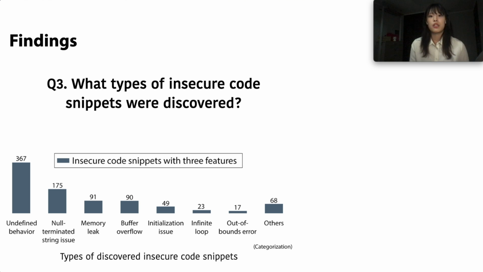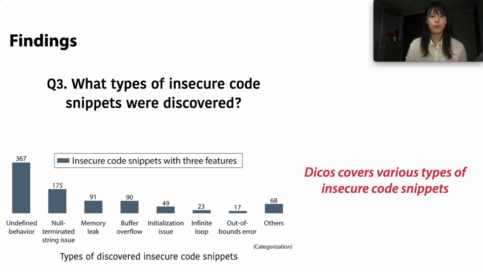The third question is about the types of insecure code snippets. We manually examine the insecure post with all three selected features, which is discovered by Dicos. Unlike previous approaches, which only discover specific types of insecure code snippets, Dicos can cover various types of insecure code snippets like undefined behavior, buffer overflow, and more.